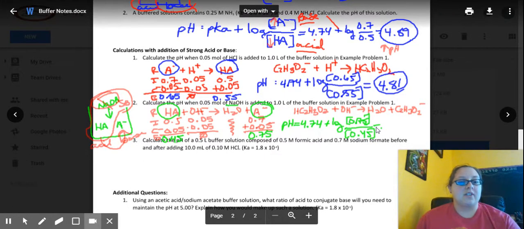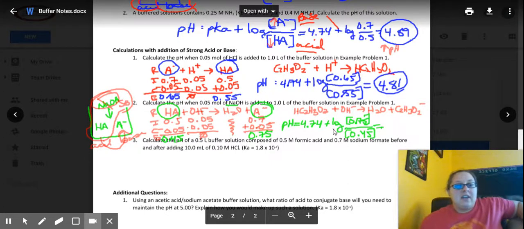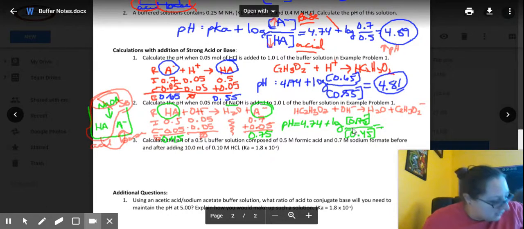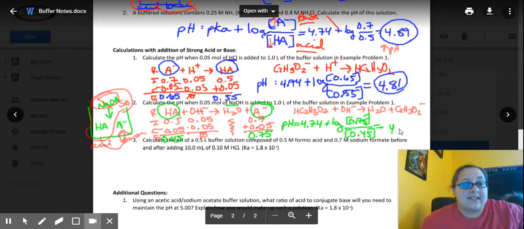And now I'm going to solve for my pH. So 0.75 divided by 0.45, take the log of that value, and then we end up getting plus 4.74. And that value ends up being 4.96.